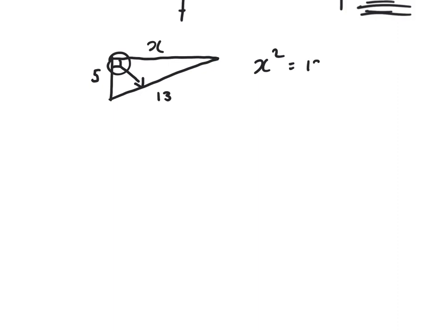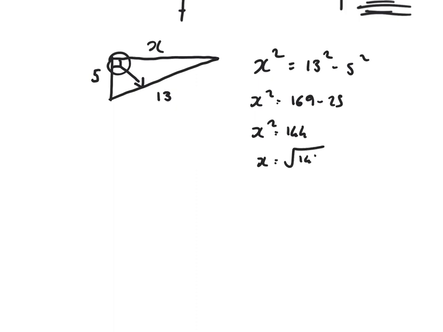So it's x squared equals 13 squared minus 5 squared. That's x squared equals 169 minus 25. That's x squared equals 144. X is then equal to the square root of 144, and x is equal to 12. Let's try a question B.